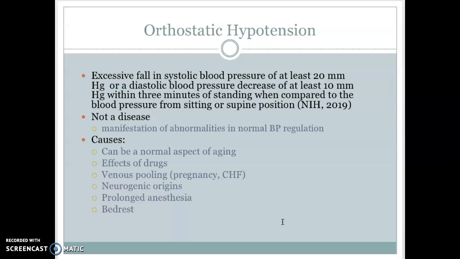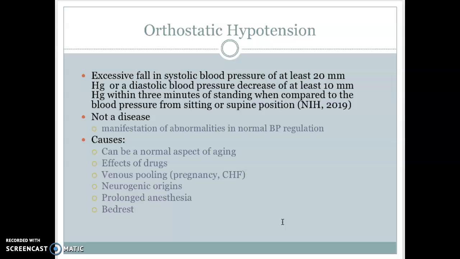So typically this is your bedridden patient who you move from supine to sitting or from sitting to standing, but that major body position change and the body is not able to accommodate the change in the blood flow pooling in the lower extremities, for example.